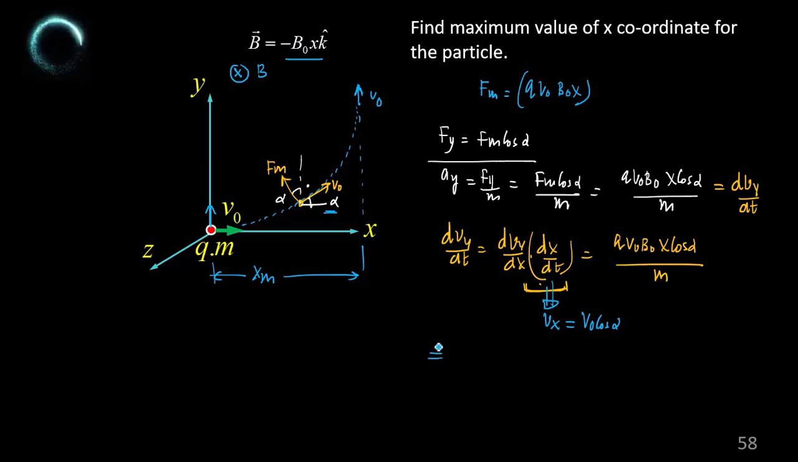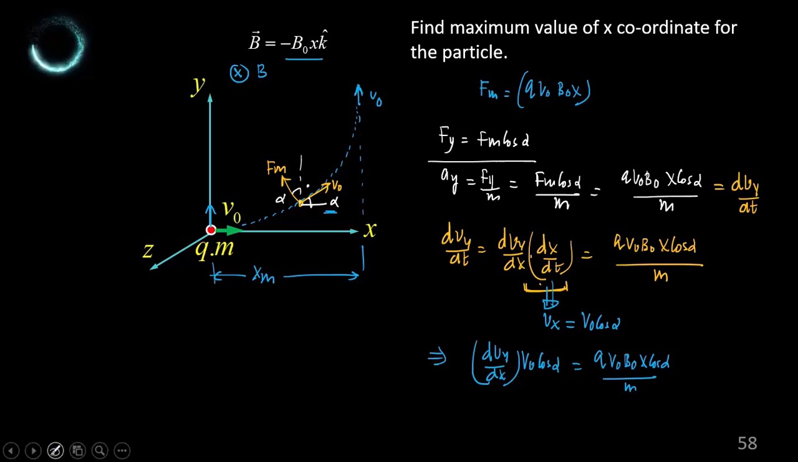If I substitute this, ultimately I am getting dvy/dx into v naught cos alpha equals q into v naught into x cos alpha by m. So this v naught cos alpha from both sides cancels out. Ultimately I am left with q into v naught into x by m. So the expression is that dvy/dx should be equal to that.